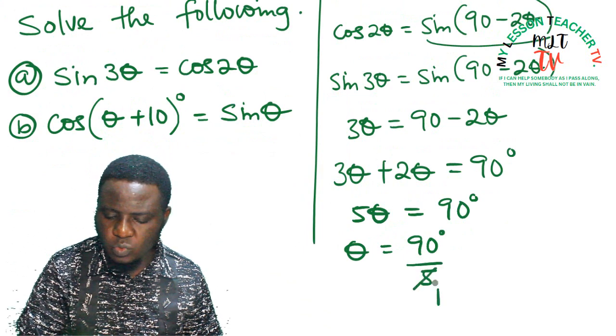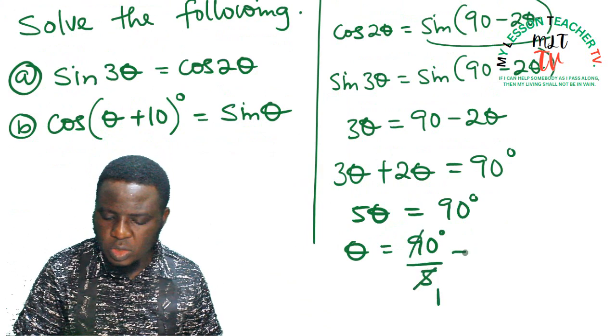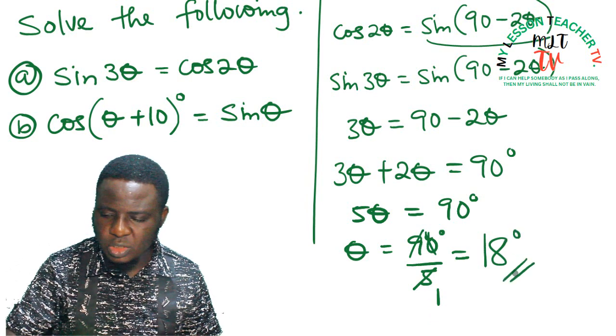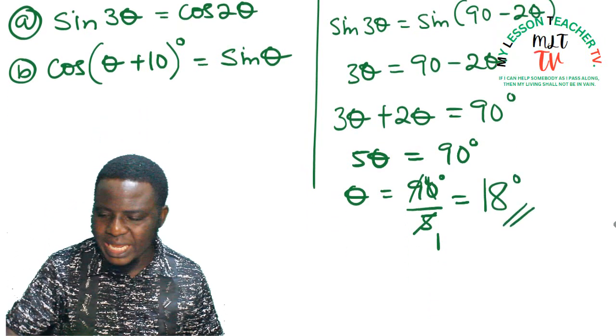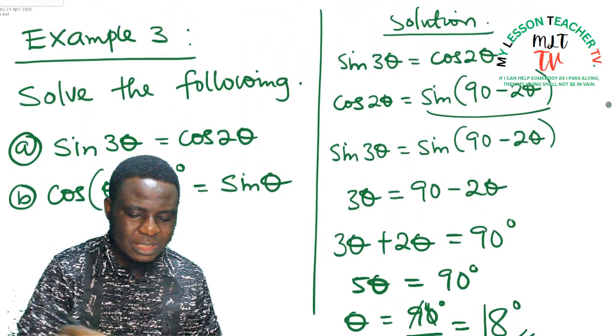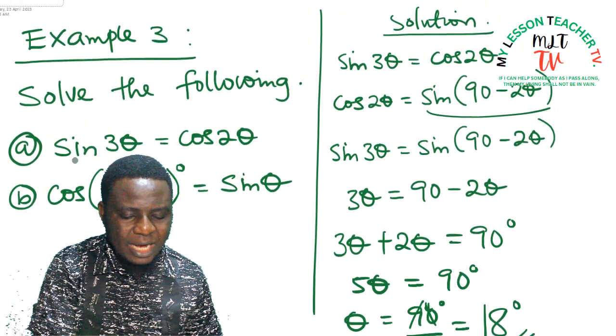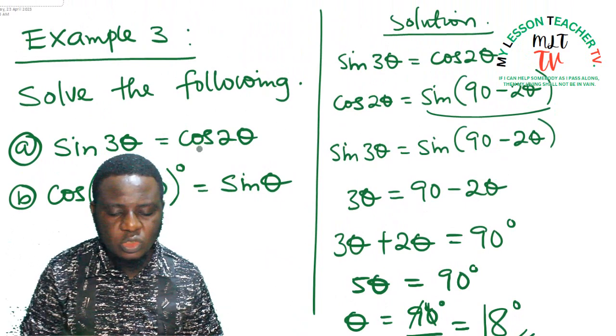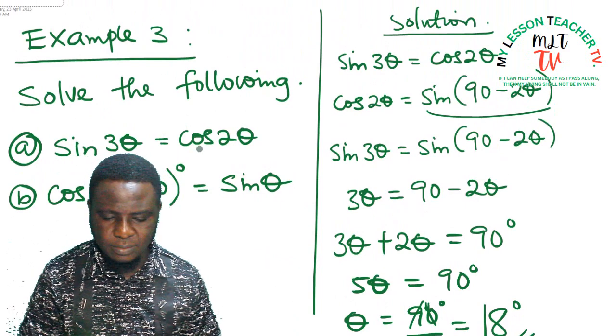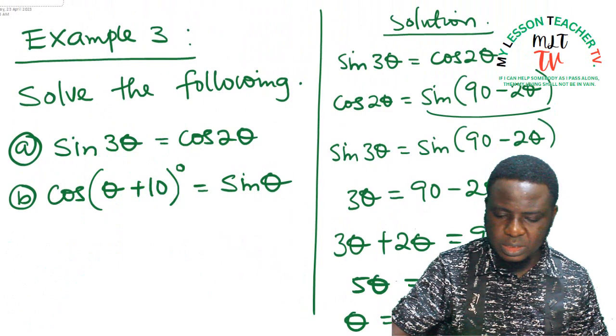5 into itself is 1. 5 into 9 is 1, remainder 4. And 5 into 40 is 8, leaving us with 18 degrees. So theta is equal to 18 degrees. What this means is that if you multiply 18 by 3, the sine of it is equal to the cos of 2 times 18.